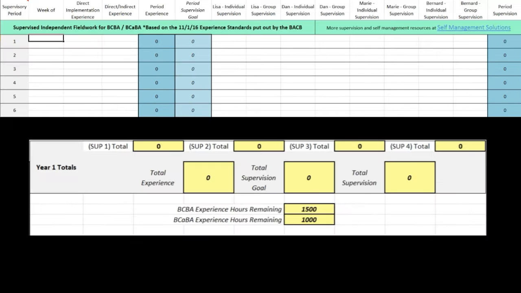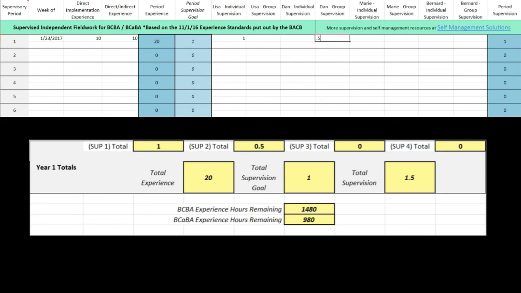Alright, so let's go ahead now and enter some numbers into this tracking sheet so I can show you what the automated functions are going to do. So as we enter our week of and our experience hours, we can see that the period experience is totaling those numbers, and we can see that our period supervision goal is totaling 5% of our period experience. Additionally, as I enter my supervision under each individual supervisor, my period supervision is also totaling.